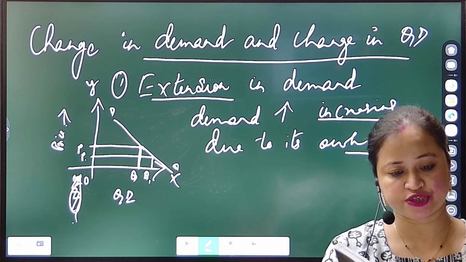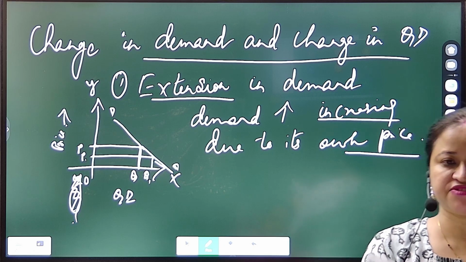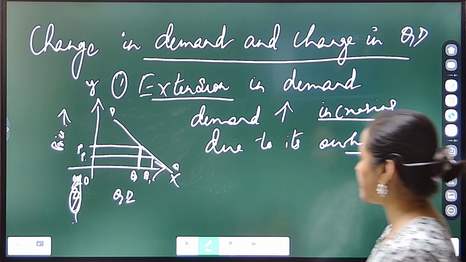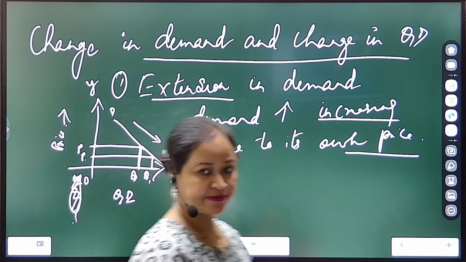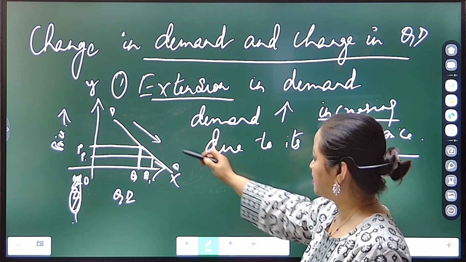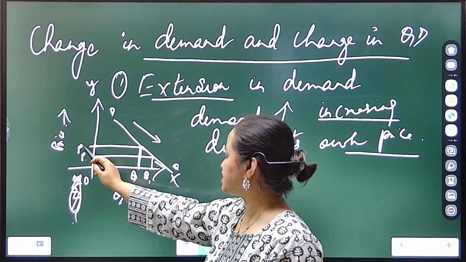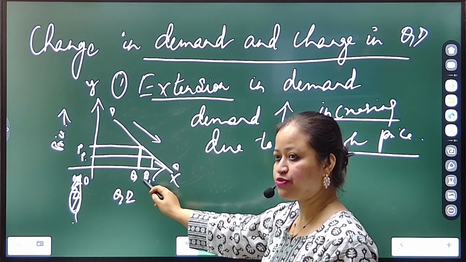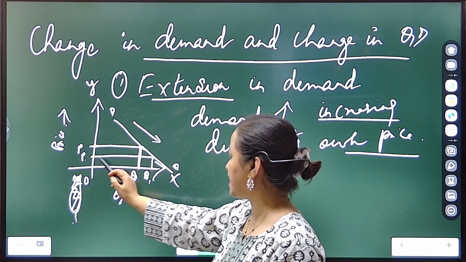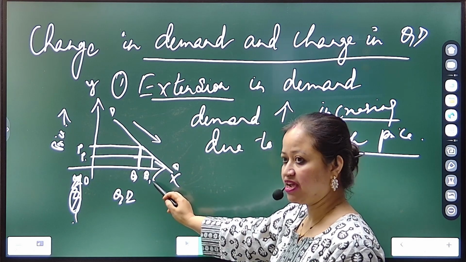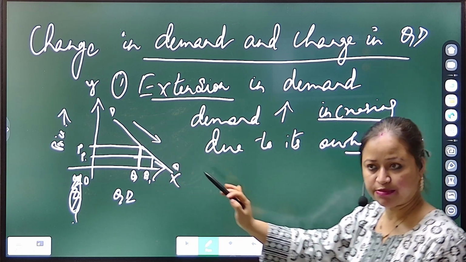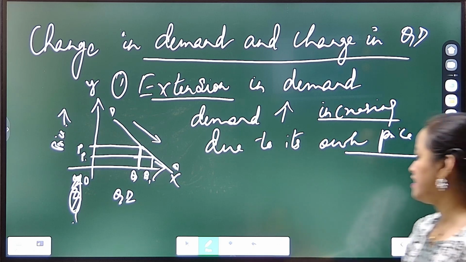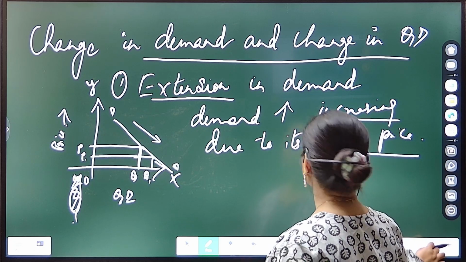To explain the extension and contraction of demand, a single demand curve is enough. So in this case, the demand curve is sloping downwards. When price was P, demand was Q. When price is decreased to P1, demand has increased to Q1. So the demand curve is downward sloping. This is your extension in demand. Have you written this? Okay. Now we'll move on to number 2, that is your contraction in demand.